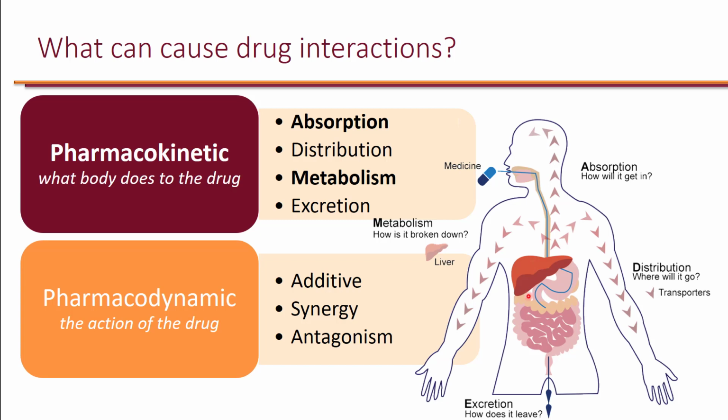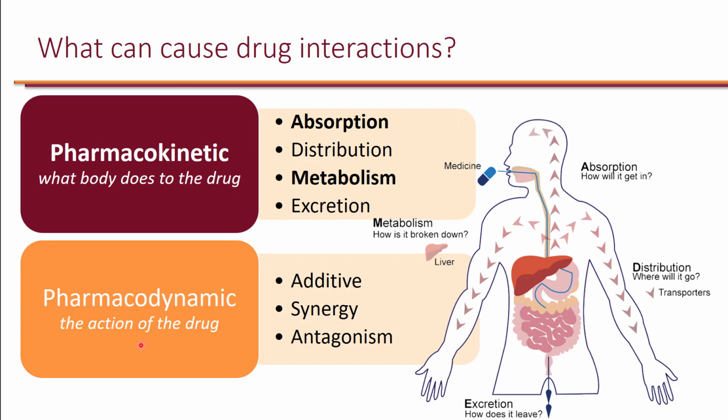And then eventually the body needs to excrete or eliminate the drug. Of course, not every drug is metabolized. Some drugs that are not metabolized will be excreted unchanged, either through the urine or through the feces. And of course, drugs that are metabolized will have byproducts. Those byproducts still need to exit the body, so they're excreted, again, either through the urine or through the feces. So those are pharmacokinetic interactions.